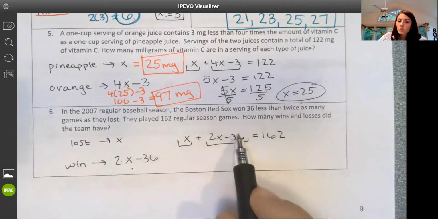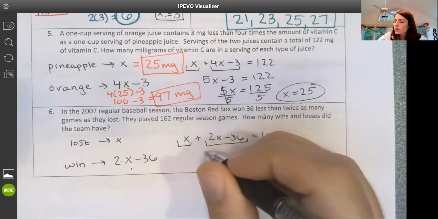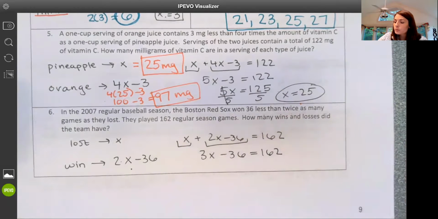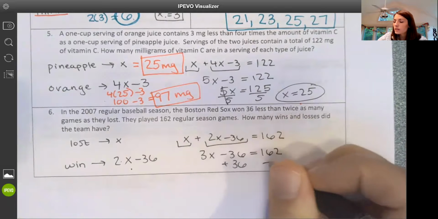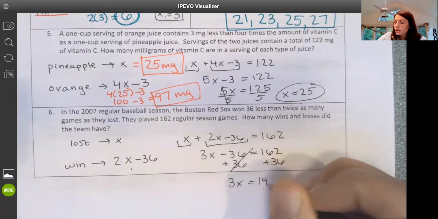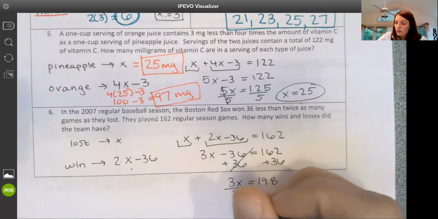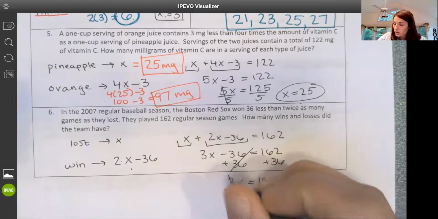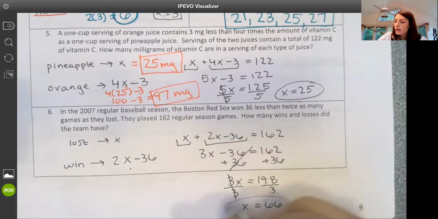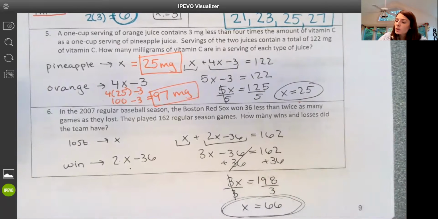So again, this is the tricky part. Now from here, I'm just solving. So I have 3x subtract 36 equals 162. And I add 36, which gives me 3x equals 198. And I divide by 3. Then I get x equals 66. Again, I'm not done here.